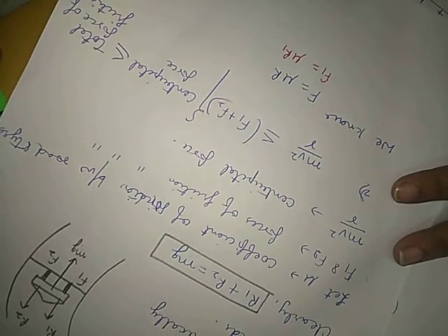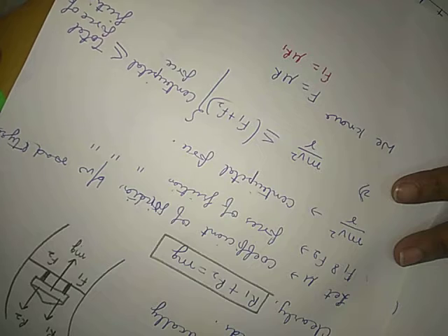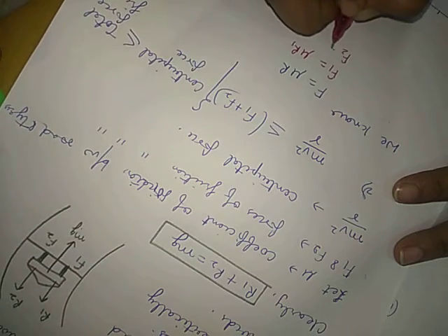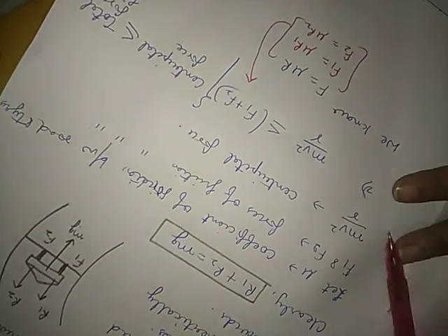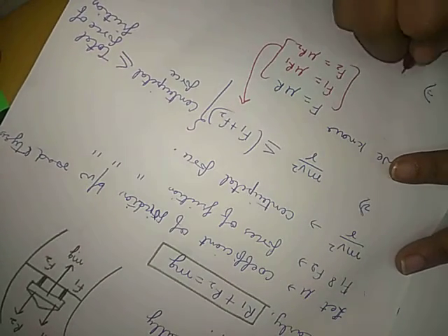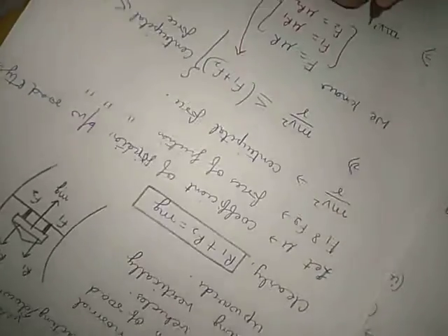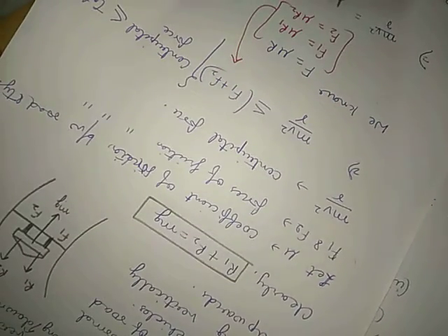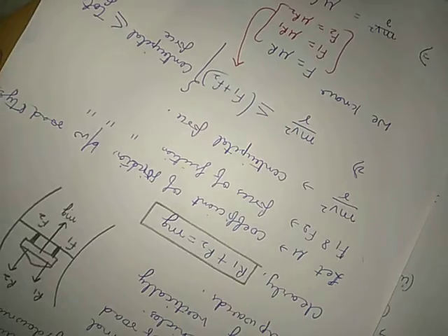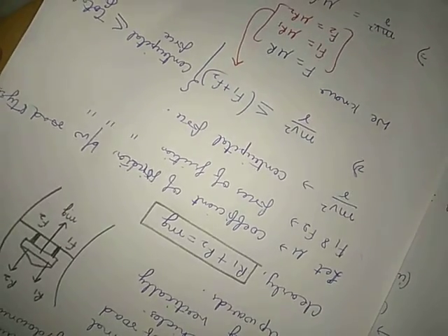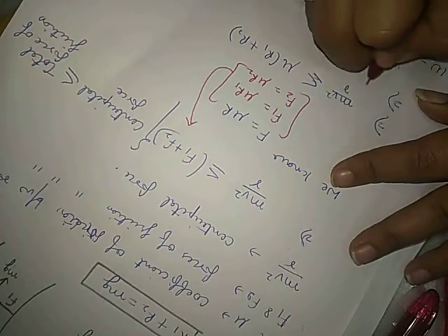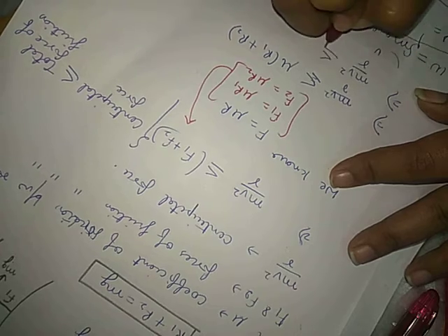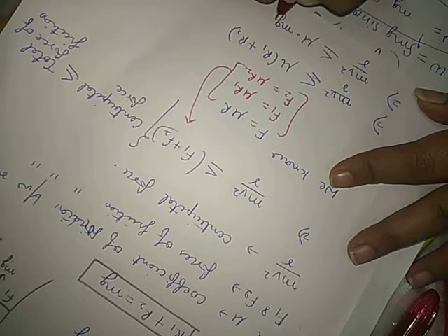Ma'am, why did you not write mu1 instead of mu? Because mu is a constant. And F2 equals mu R2. Put both of these into this equation. So what we get is mv square upon r equals mu times R1 plus R2. But R1 plus R2 is balanced by the weight mg. So mv square upon r equals mu mg.